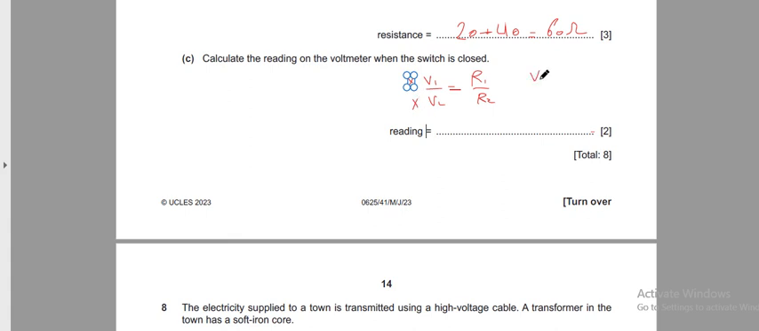We can use the equation V1 over V equals R1 over R, where V is the potential across the whole circuit, the potential of the battery, and R is the total resistance across the circuit. Then V1 will be equal to R1 over R times V, which equals 40 over 60 times 15, which is equal to 10 volt.